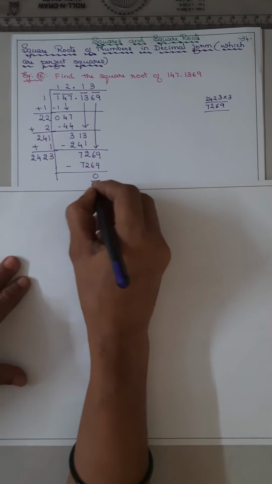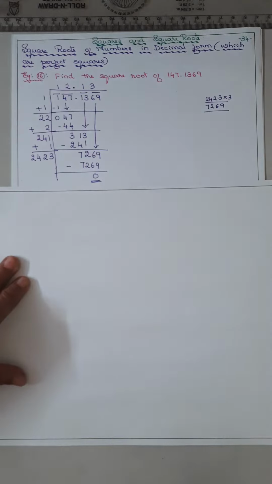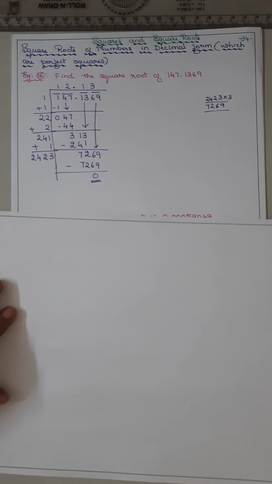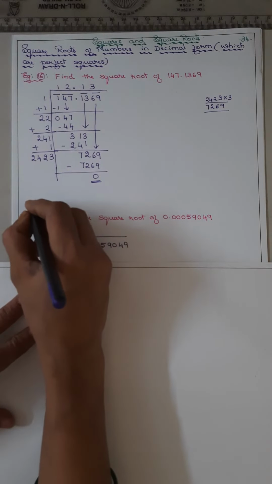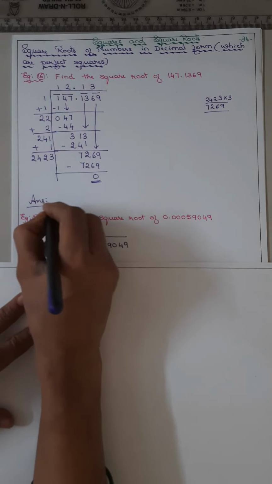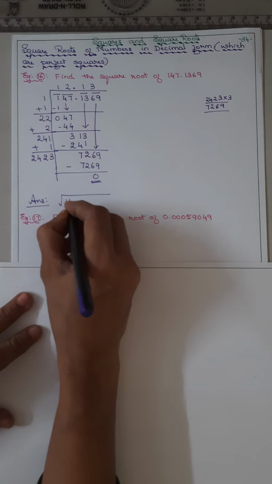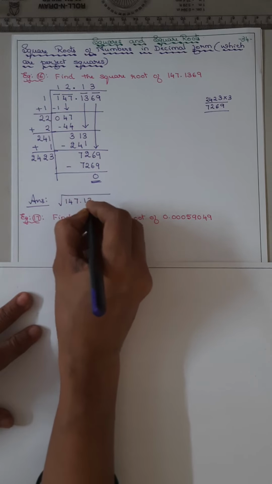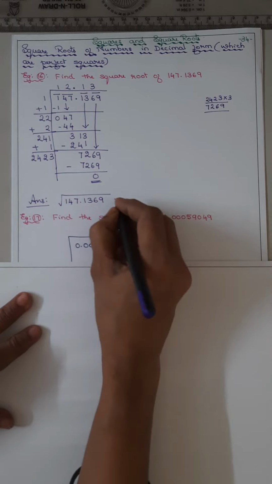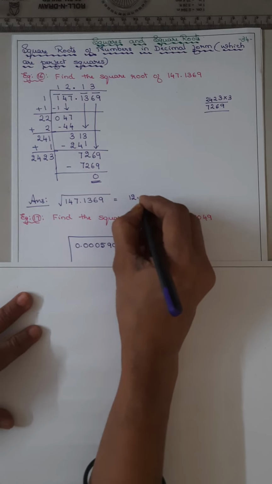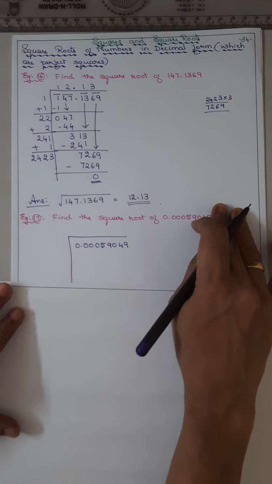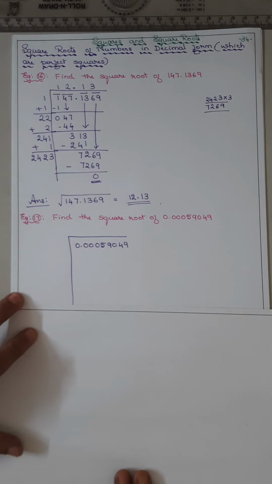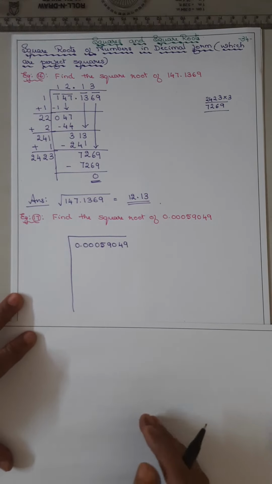That is why they have told it is a perfect square. It is a decimal, but it is a perfect square. Hope you understood. Answer: the square root of 147.1369 is equal to 12.13. Now coming to example 17.